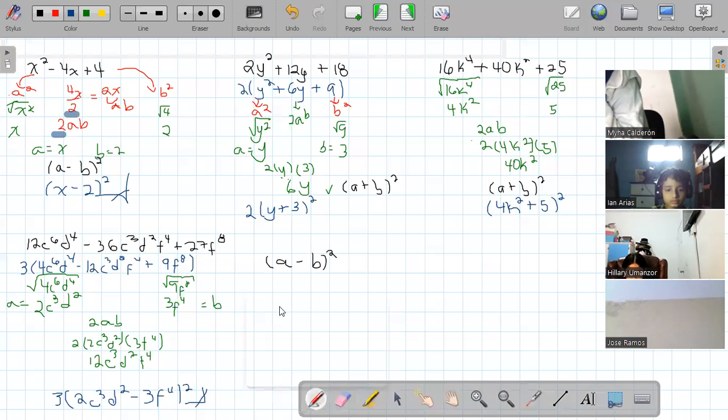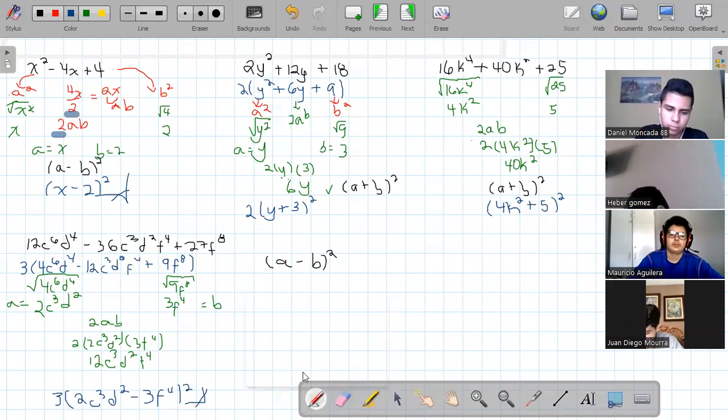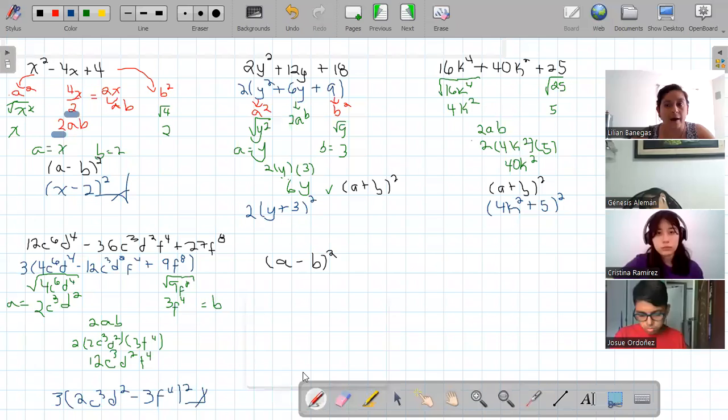So it did increase a little bit in complexity because it had more than one variable, and each variable had an exponent. We did have to use a GCF first, but at the end, we did get the final answer. And it was not that hard, right? Any questions about this?